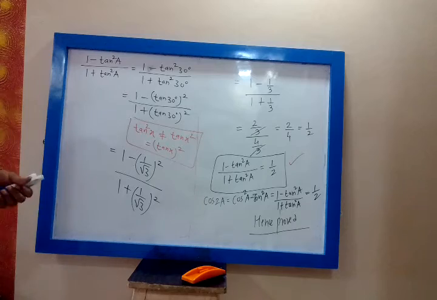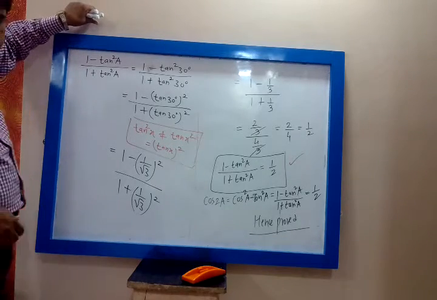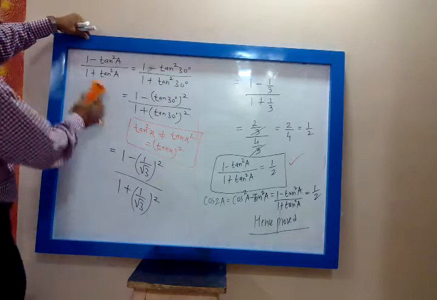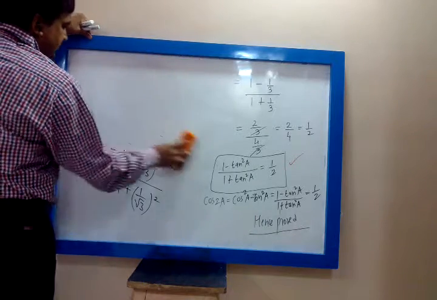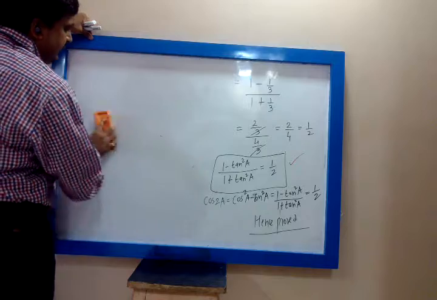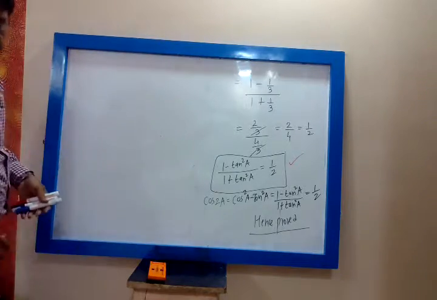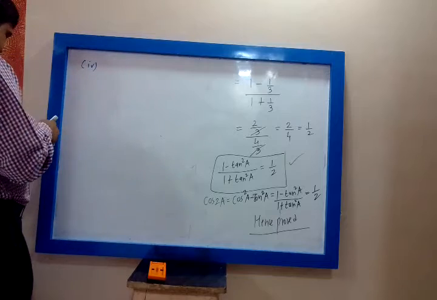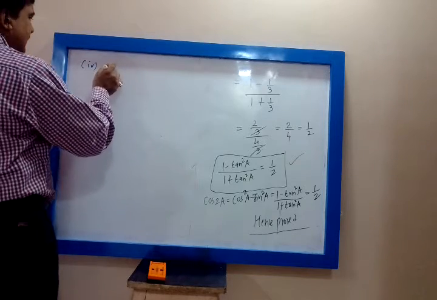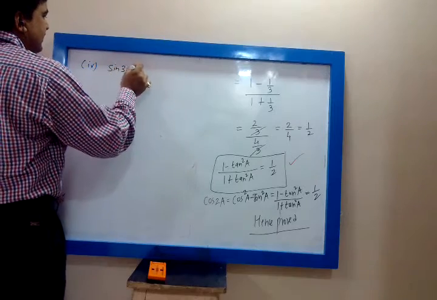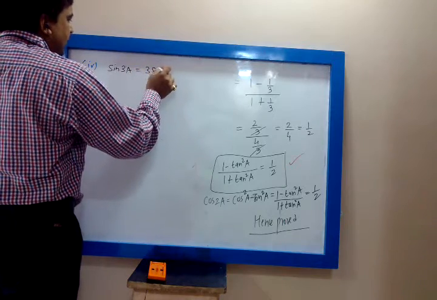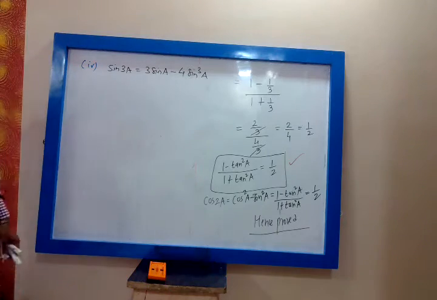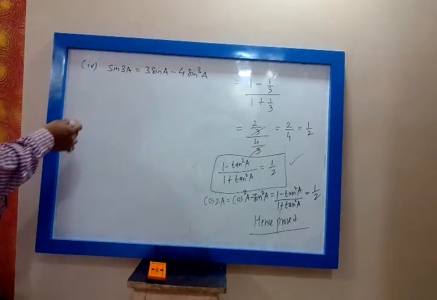Let me do the fourth one. One more question. Sin 3A is equal to 3 sin A minus 4 sin cube A. You want to prove this. A is 30 degree.